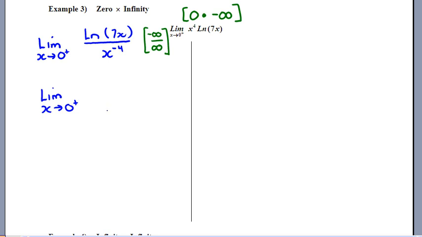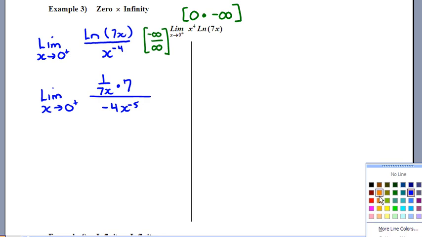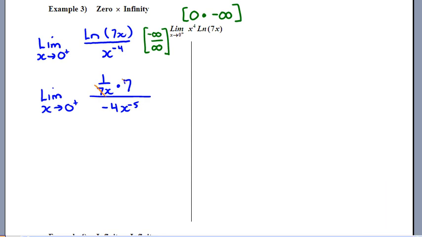All right, doing a derivative of the top and of the bottom. So the derivative of the top, well, that would be 1 over 7x, a little chain rule, multiplied by 7. And then the derivative of the bottom would be minus 4x to the negative 5. Now the 7s reduce. I don't have to worry about them. They're gone. And what's left here? I've got this 1 over x, and then I have this x to the negative 5.